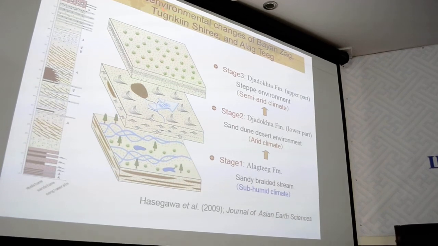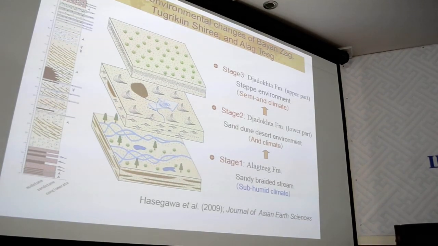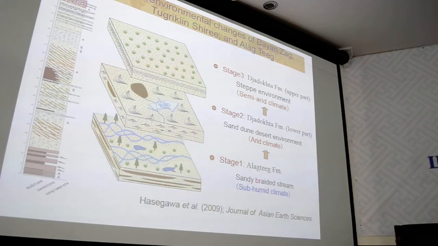I studied Bayanzak, Tugrikinsile and Ukhaa, and found that the Bayanzak region experienced 3 stages of environmental change. In the first stage, there was a sandy clay river system, and then it changed to a sand dune desert environment, and then changed to a steppe environment. So some aridification, drying of the climate, was recorded near Bayanzak.